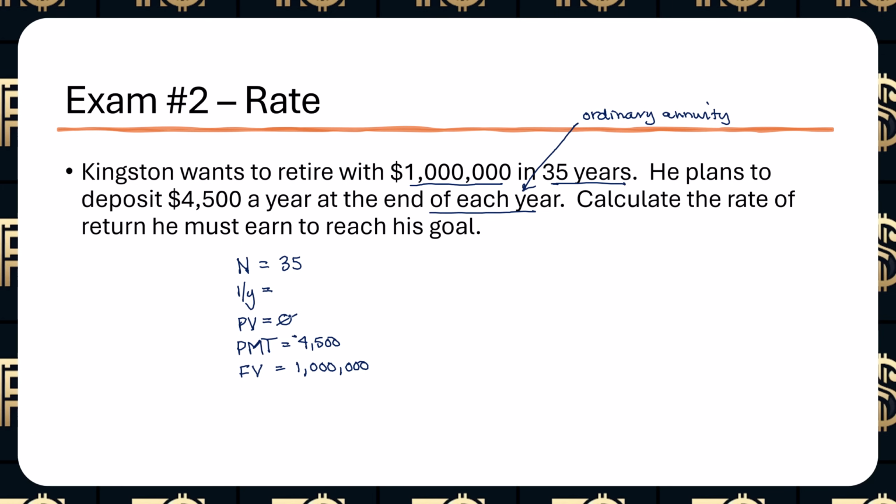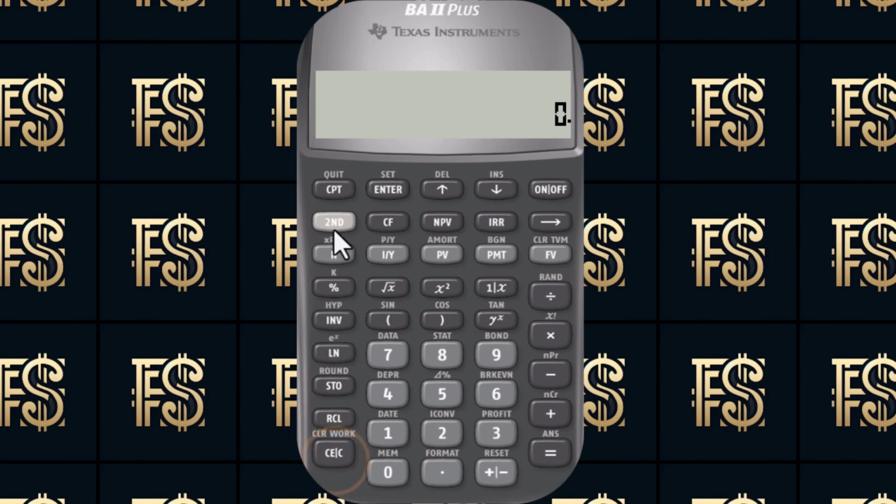He has nothing saved today, but if he did and he made that deposit today, we would plug that into the present value. And we're trying to solve for the interest rate that he must earn in order to reach his goal. Clear our time value money parameters. 35 for N, 0 for the present value, negative 4,500 for the payment, $1 million for the future value. Compute I/Y. We find that Kingston must earn 9.13% per year on average in order to reach his goal in the next 35 years.